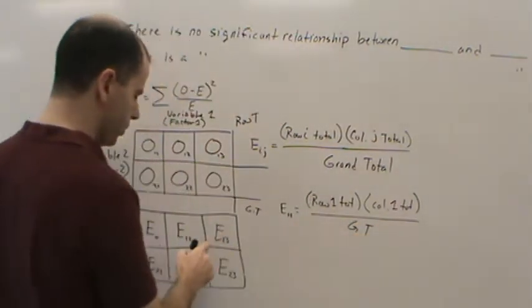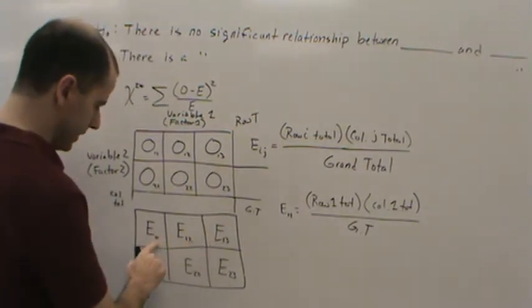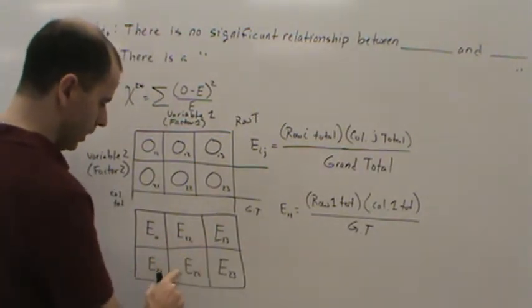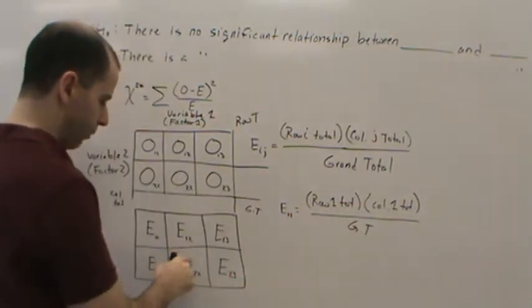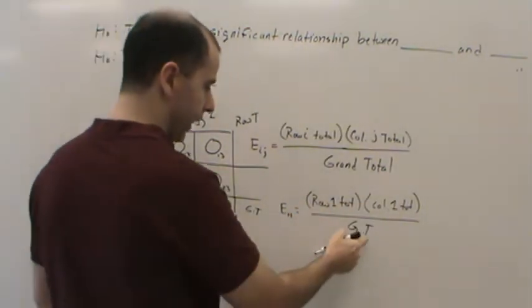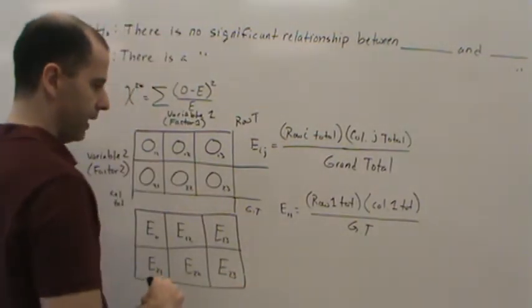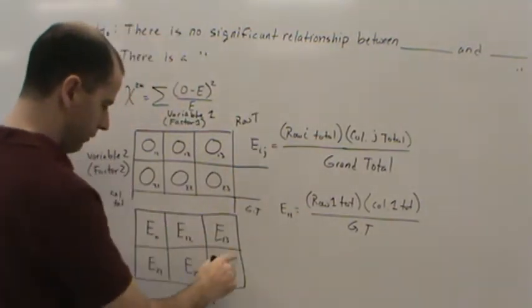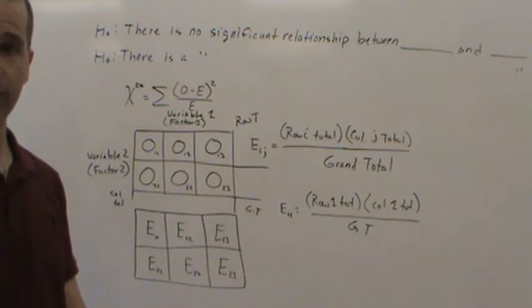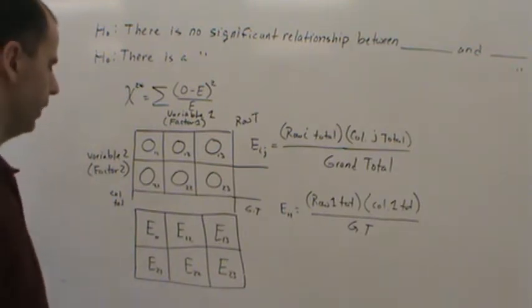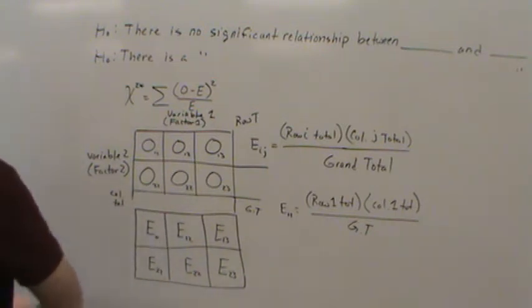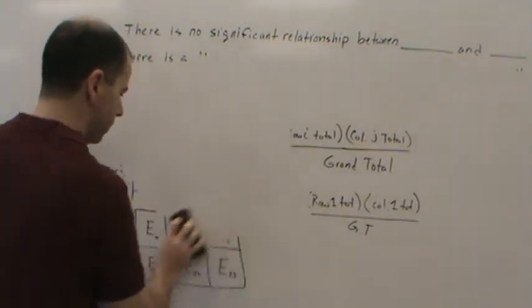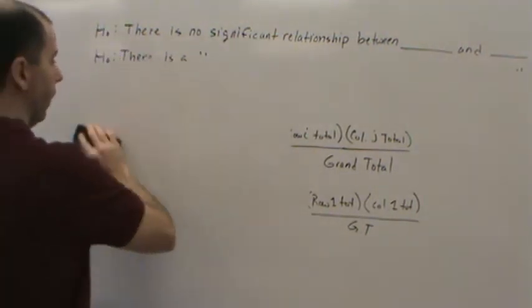And so we're going to do that for each one. As we go from cell to cell, these numbers on top will change depending on what column and row we're in, and then we just divide by the grand total. Once we do all those calculations, we'll have all of our expected values, and then we're done, okay? And then we just go back, and everything else is the same thing we've done before, okay? So let's do a couple of examples of this.